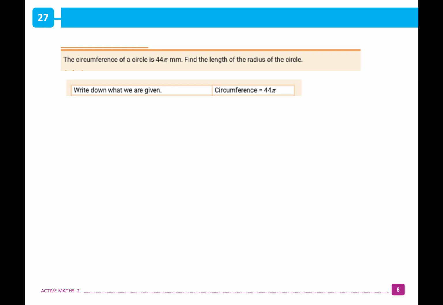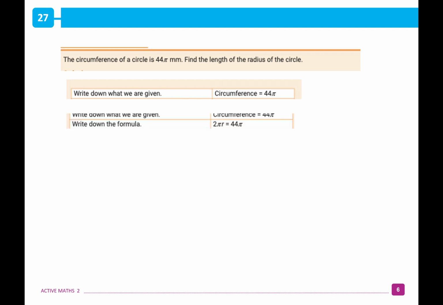Again, we're going to follow the same steps. Write down what you were given. We're told that our circumference is equal to 44 pi. We now write down our formula for the circumference. This gives us 2 pi r equals 44 pi.